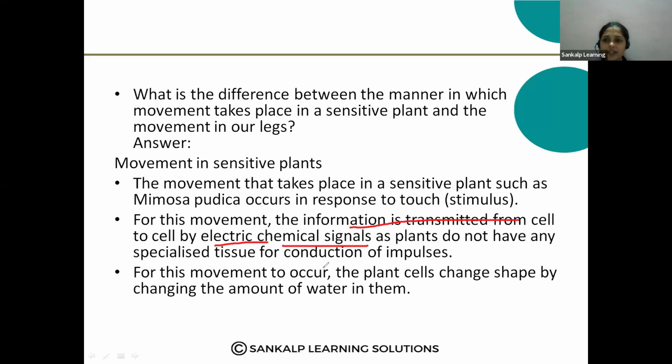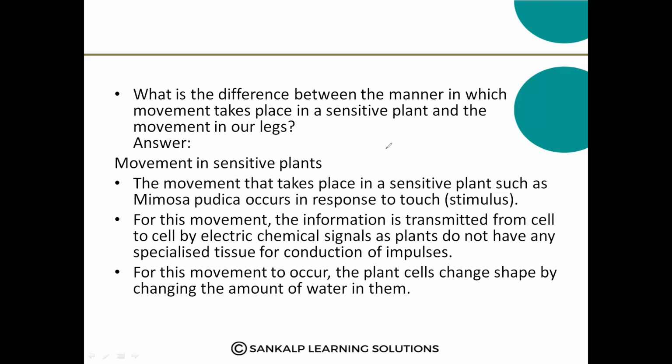Is there a nervous system in plants? Is there a nervous system in plant's body like us? No, there is no nervous system, there are no neurons in the plant's body, right? Yes, ma'am. So write down the answer.